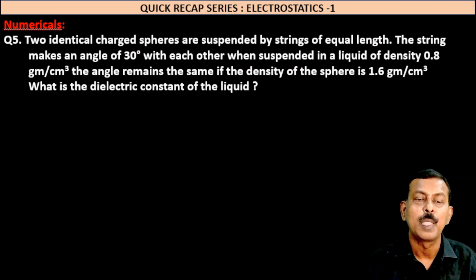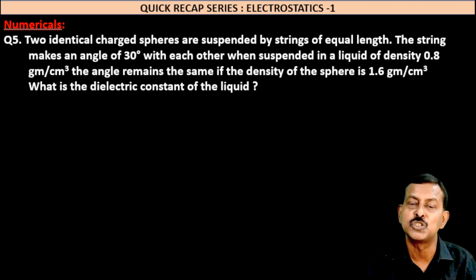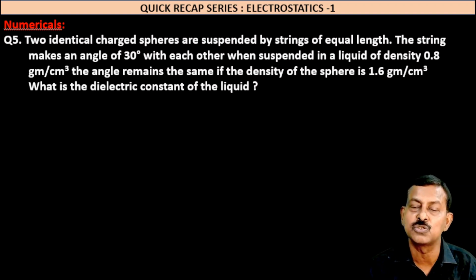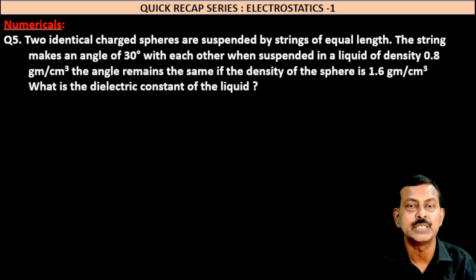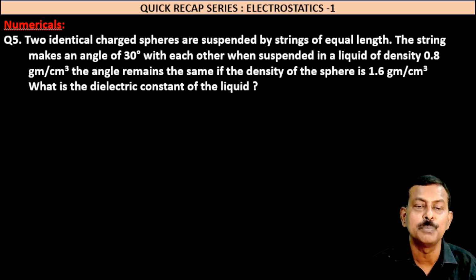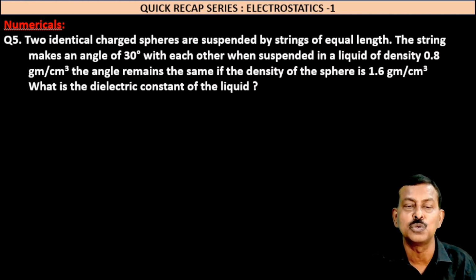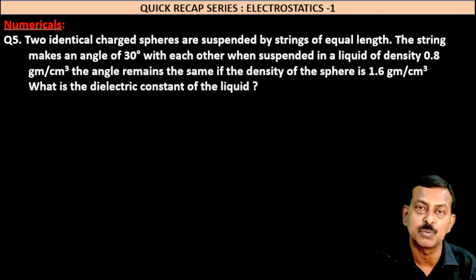Next question. Two identical charged spheres are suspended by strings of equal length. The strings make an angle of 30 degrees with each other when suspended in a liquid of density 0.8 gram per centimeter cube. The angle remains the same if the density of the sphere is 1.6 gram per centimeter cube. What is the dielectric constant of the liquid?